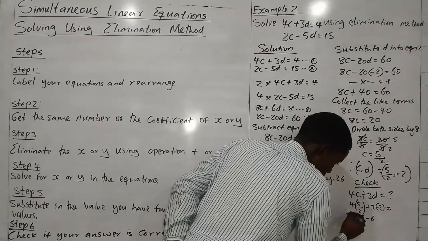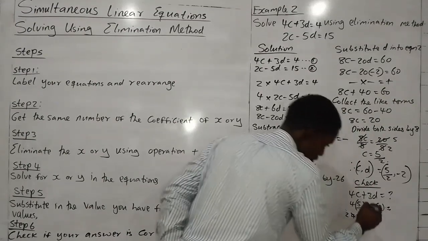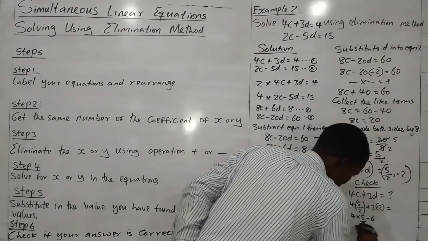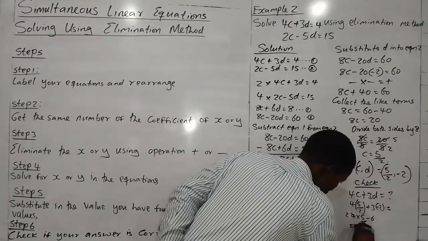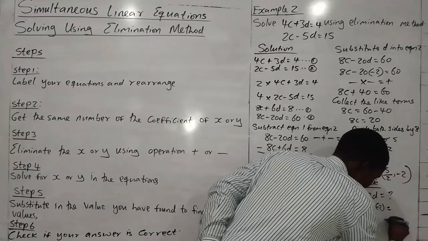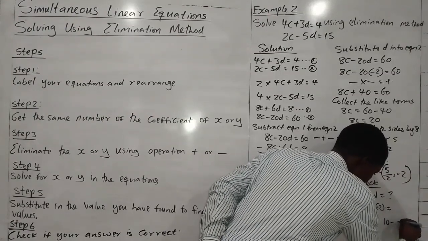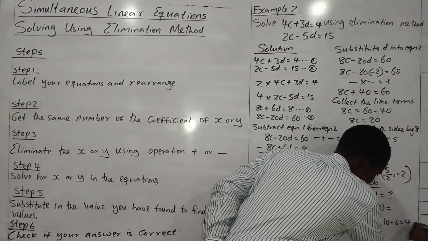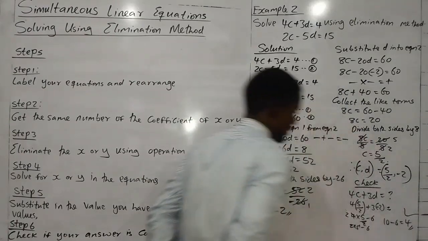So 2 here is 2, 2 here is 1. So I have 2 times 5 minus 6. So 2 times 5 is what? Is 10 minus 6. That will give me 4. So that means our answer is correct.